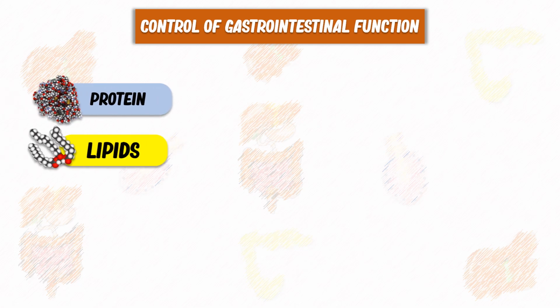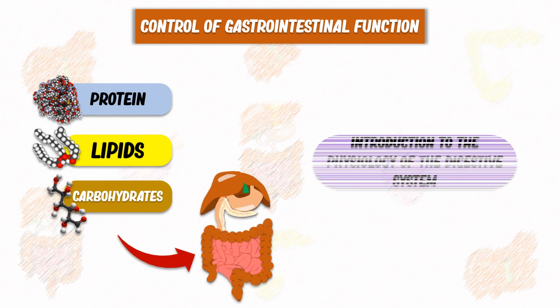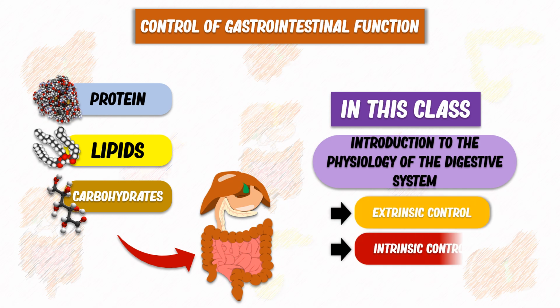The body requires nutrients such as proteins, lipids, and carbohydrates, as well as electrolytes, vitamins, and water. All of this is provided through the digestive system. This lesson is an introduction to the physiology of the digestive system, and here we will explore the extrinsic and intrinsic control of the gastrointestinal tract.